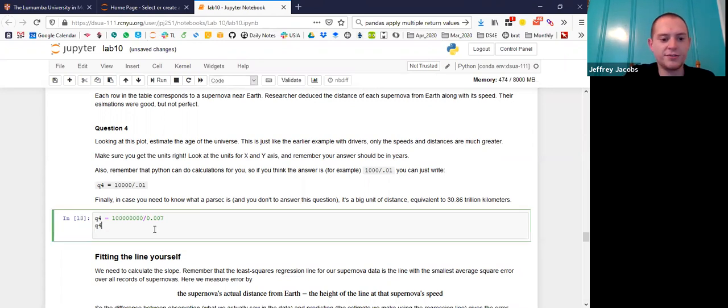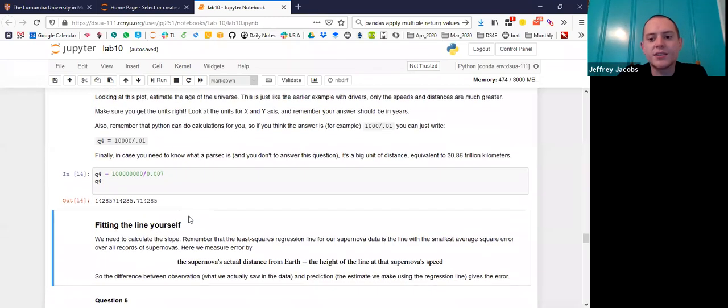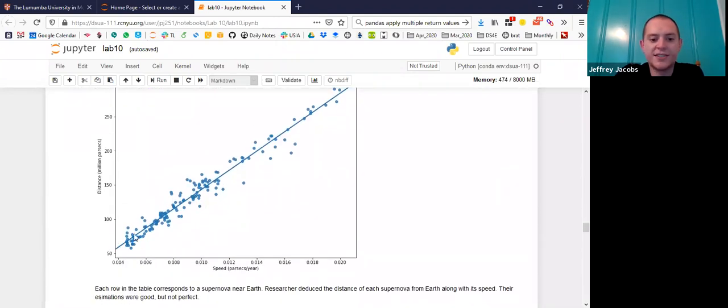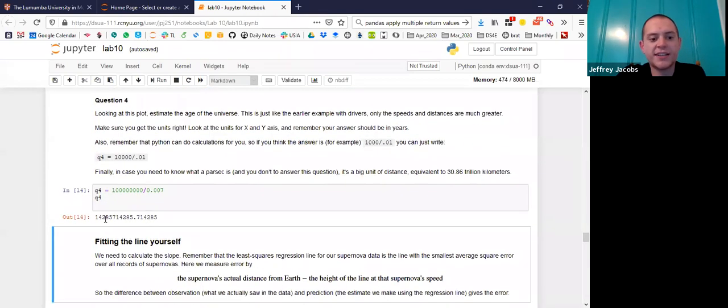And if we print out what that is, we actually get about 14.29 billion, right? Because it's 14 and then there's 1, 2, 3, 4, 5, 6, 7, 8, 9 digits after it. So we have used our best fit line through these observations of planets to come up with an estimate of the Earth's age, or sorry, the universe's age, as 14.29 billion years.